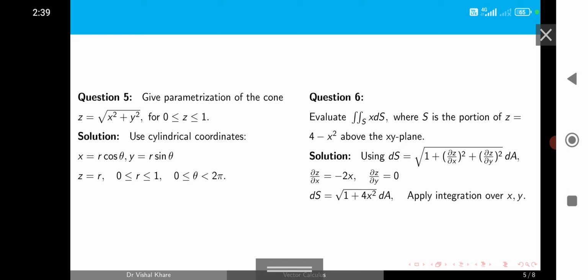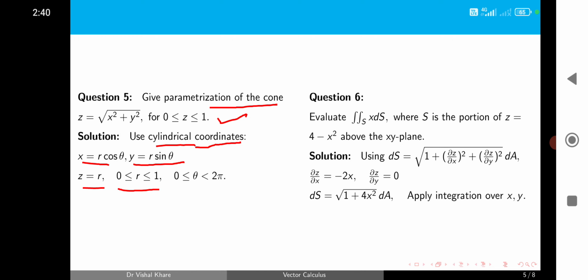The next example, give a parameterization of the cone z equal to root x square plus y square, where z lies between 0 and 1. So we have to use cylindrical coordinates. The axis of this cylinder is z. So x equal to r cos theta we will take here, and y is equal to r sin theta, and z equal to r. Since z equal to r, the range of r lies between 0 and 1, and the value of theta lies between 0 and 2 pi.